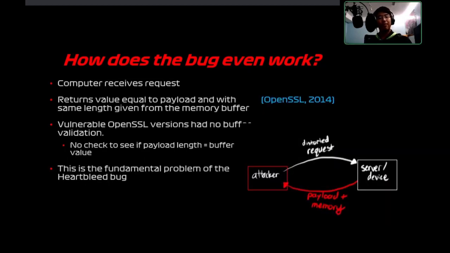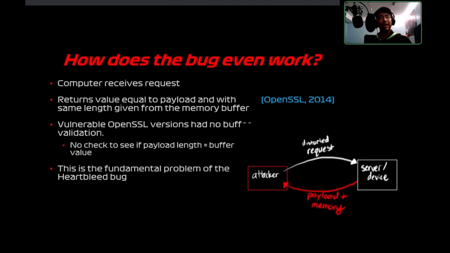Now, a computer or server will receive this request and is asked to return a value that matches the payload with the same length of the buffer. However, the OpenSSL versions that were affected by the bug actually did not validate the size of the memory buffer, as in it didn't check if the memory buffer length was the same size as the length of the payload.